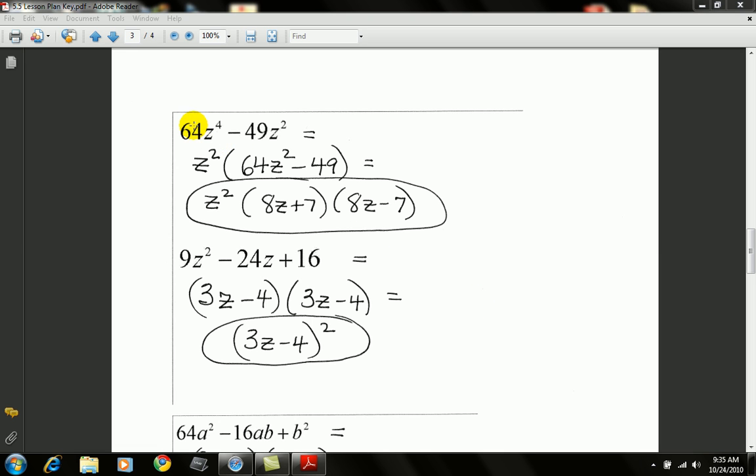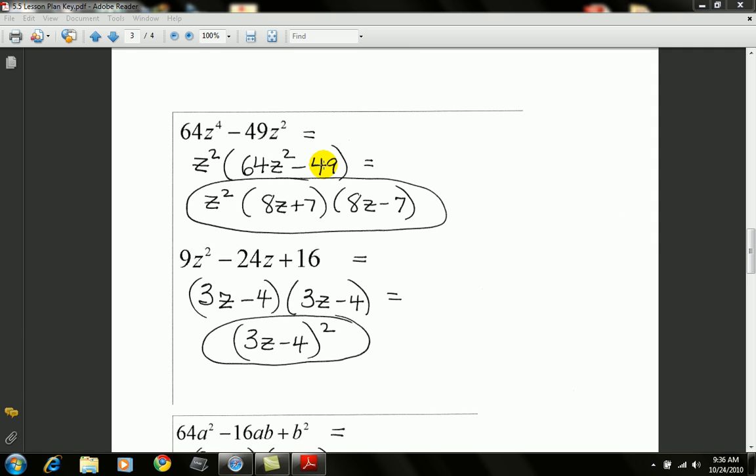Ladies and gentlemen, as we continue section 5.5, remember that the directions in the previous problem said factor completely. Our first step in factoring is always to take out a greatest common factor. In this particular expression, the greatest common factor is a z squared. In parens, that leaves me with 64z squared minus 49. Factor completely means go as far as you can.